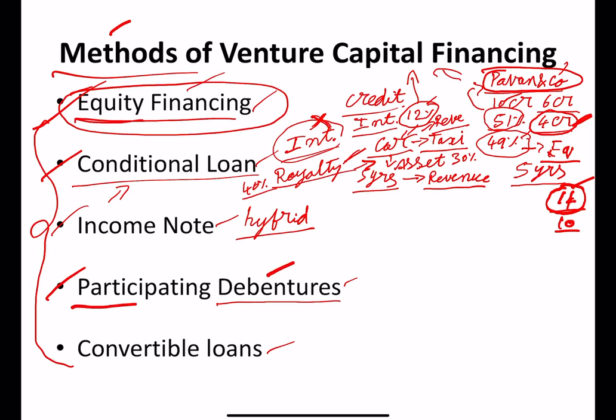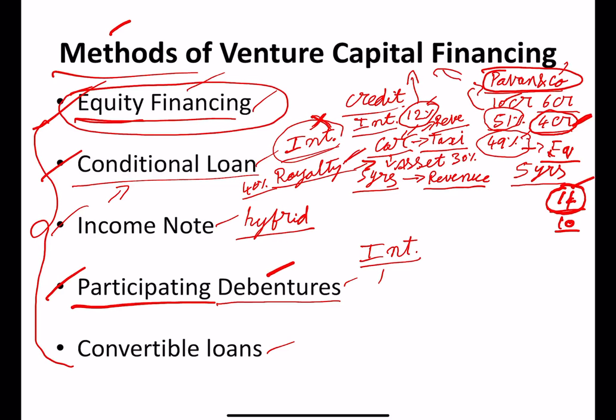So what do you mean by participating debentures? By subscribing to my debentures, venture capitalists become the creditors and participate in the operation of my company as one of the stakeholders. And I need to pay interest to them because they are the debenture holders. And these interests are collected by the venture capitalists in three phases.